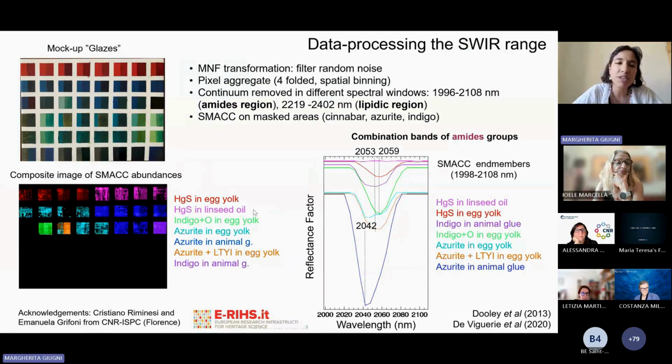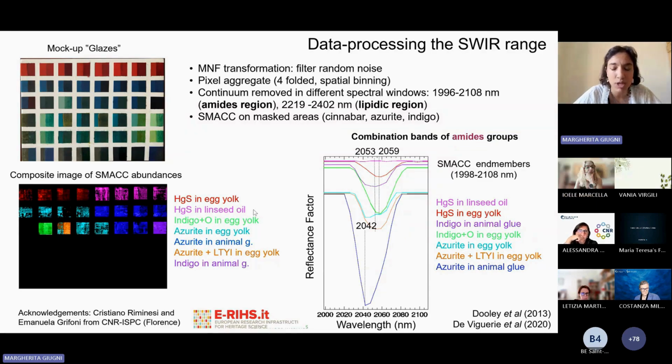So the processing of this hyperspectral cube on the mock-up glazes, with a specific pipeline that I implemented with John Delaney from the National Gallery, allowed me to extract relevant features for binder mapping in two regions that are quite informative in this sense. The first one I'm showing in this slide is the one related to the combination bands of amide that we saw also earlier.